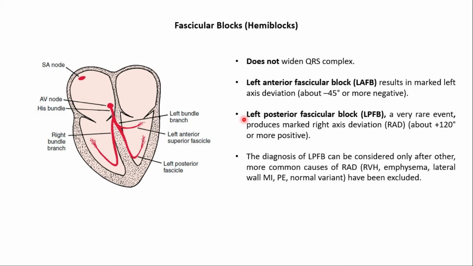marked right axis deviation. Now, left posterior fascicular block is a very rare event, okay, and it should be considered only after other causes of RAD have been excluded, like right ventricular hypertrophy, emphysema, lateral wall MI, pulmonary embolism, or other normal variants.